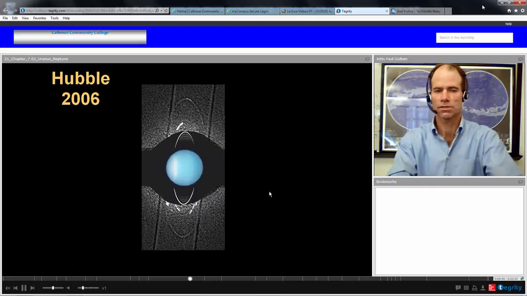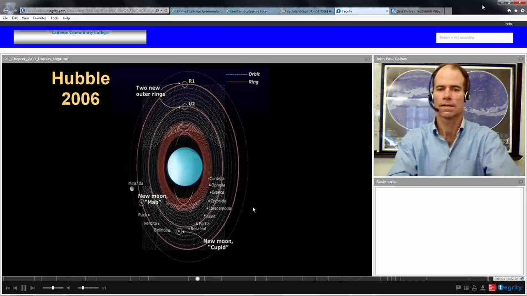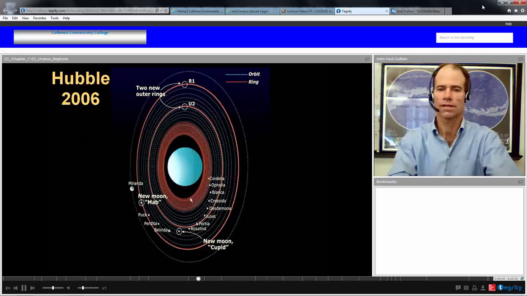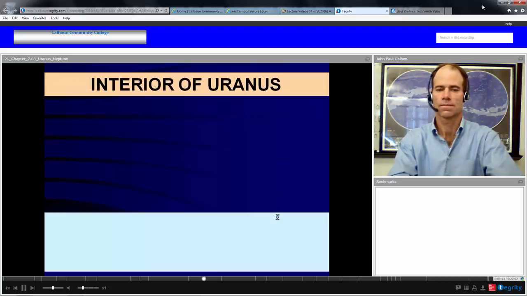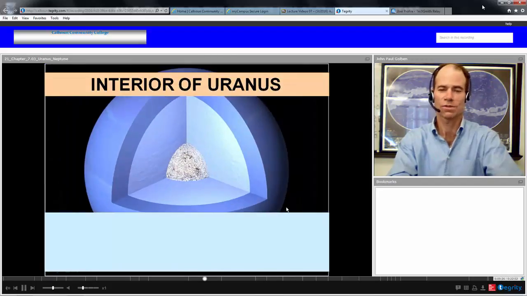Here's a recent picture taken by the Hubble in 2006, and we identify originally 11 rings around Uranus, but the Hubble in 2006 found 2 more with this high-resolution photograph. As we see, we can identify these 11 rings originally and 2 more, plus 2 more new moons. So Uranus is adding moons as well. At least they were there, but we're just identifying new moons.